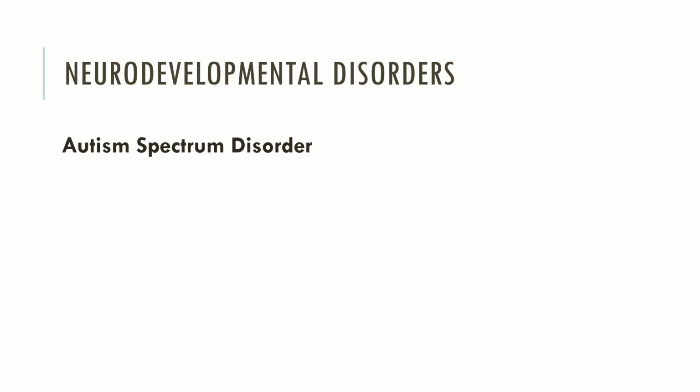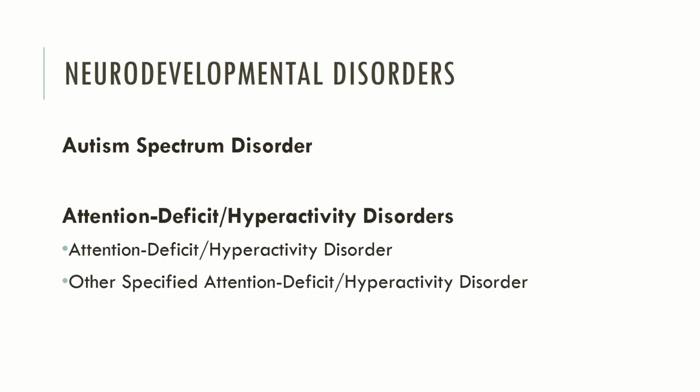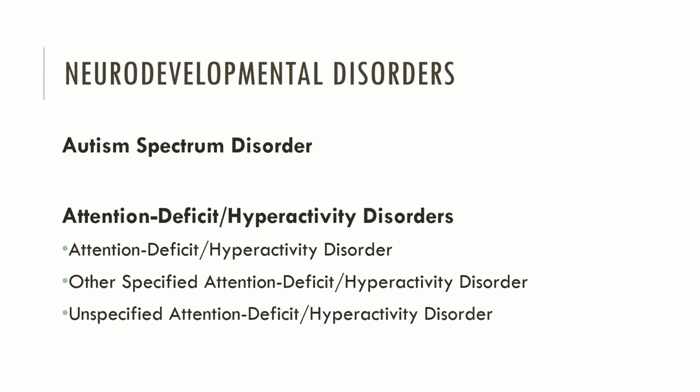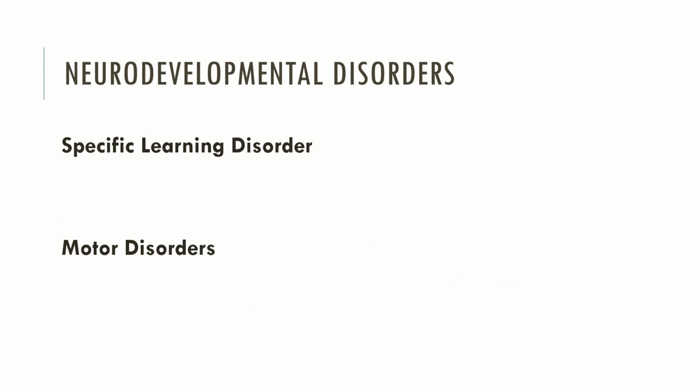So another category is attention deficit and hyperactivity disorders, which encompass attention deficit and hyperactivity disorder, which is the most common, other specified attention deficit and hyperactivity disorder, and unspecified attention deficit and hyperactivity disorder. Here we may also specify that there is a predomination in attention deficit or in hyperactivity, but we will see this in the future. So another two categories are specific learning disorder and motor disorders.